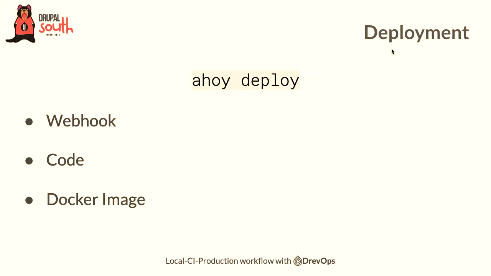The deployment supports different ways. You can have all of them or one of them. Webhook: what that means is when your CI passes or when you're ready to deploy things, it will call a webhook that you can configure. Again, it's a variable. You just say, I want a webhook, and there are the endpoints that it will call. I'm going to show that in a demo.